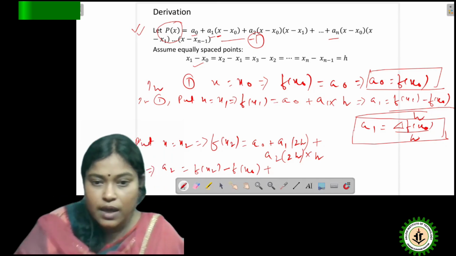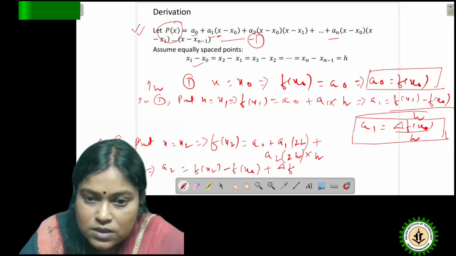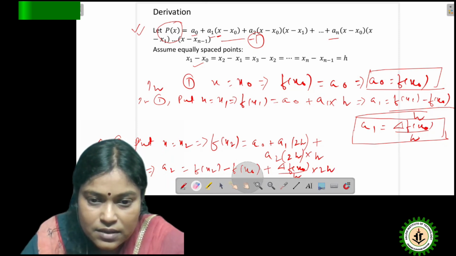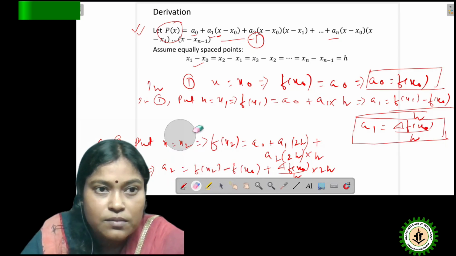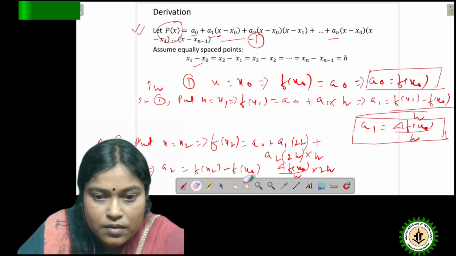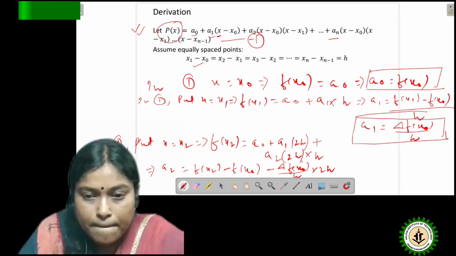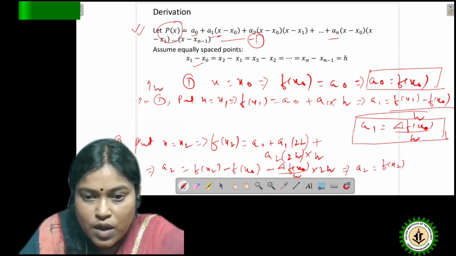So this is your a1 into 2h. And what is the value of a1 we just got? Delta f of x naught by h into 2h. And it will be minus. This will be minus, okay? So this implies a2 equals f of x2, and from here h cancelled out.